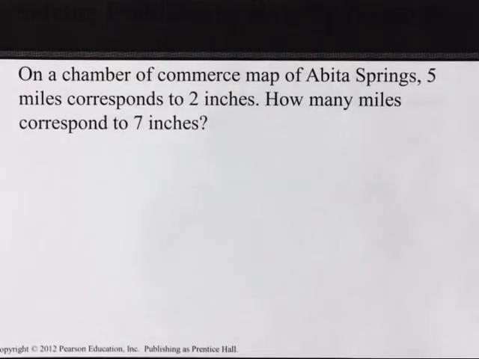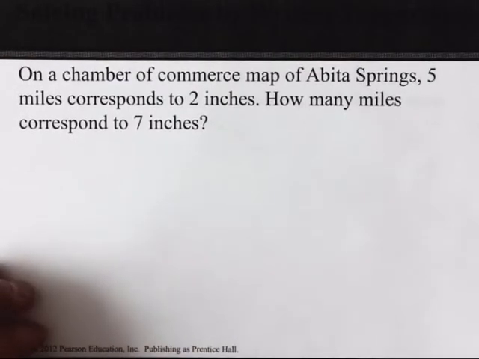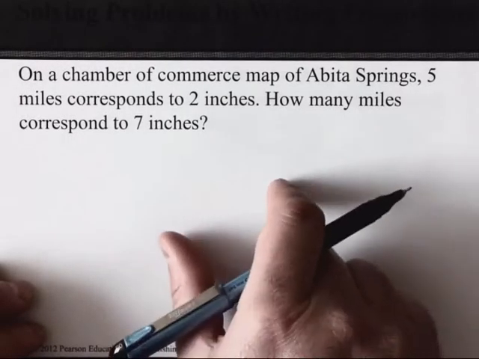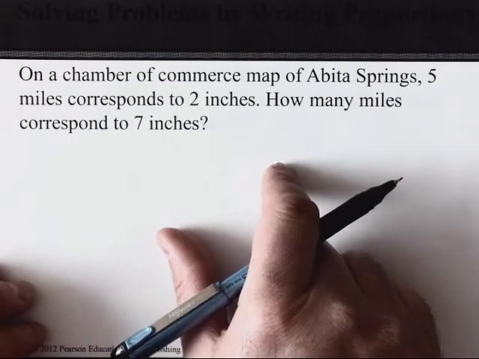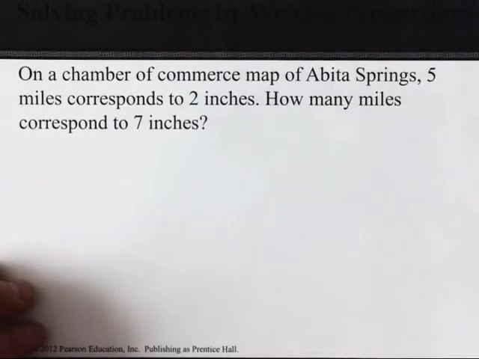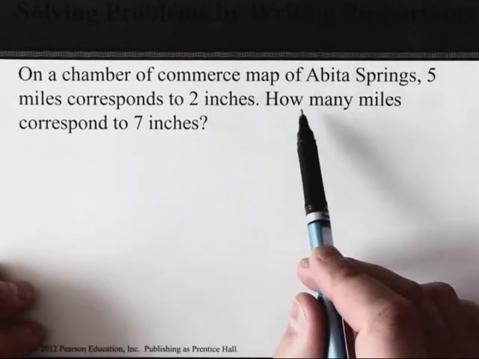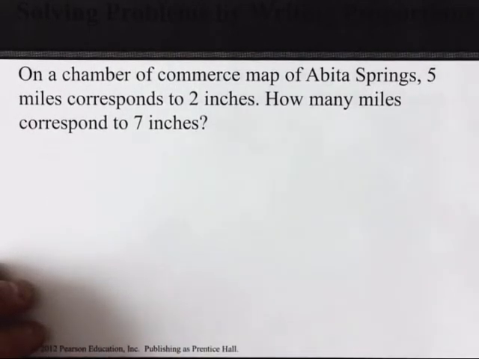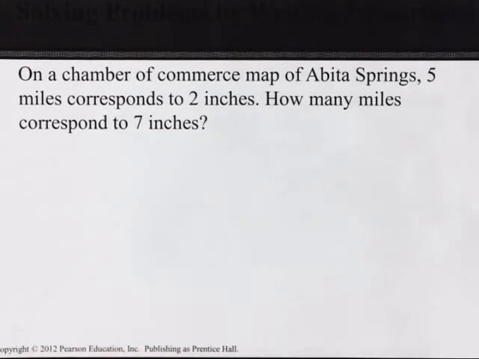On a Chamber of Commerce map of Abita Springs, 5 miles corresponds to 2 inches. So that's on the map, right? So if I measure 2 inches from one place to another, in real life that's actually 5 miles. So that's what the first sentence is describing. So how many miles corresponds to 7 inches? So let's say I have to go 7 inches on the map. How far is that going to be in real life, so that I can obviously plan and prepare?